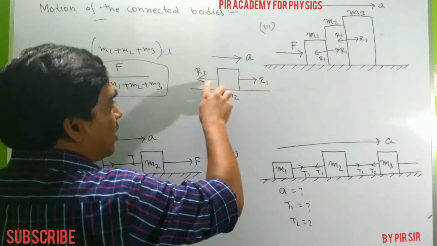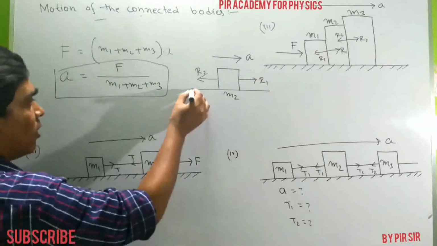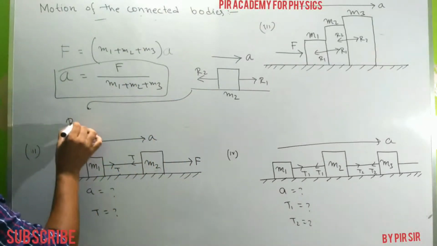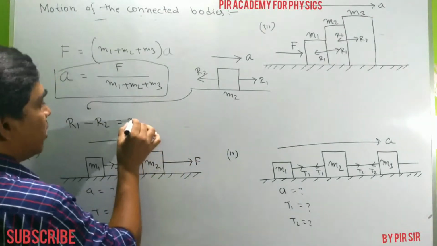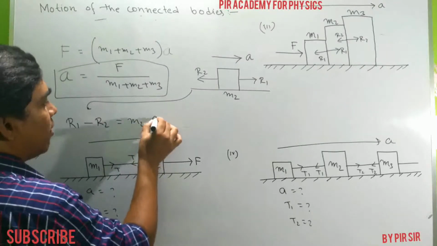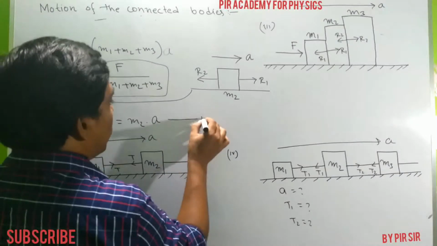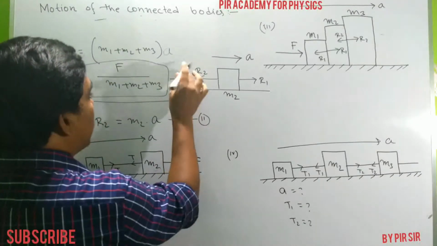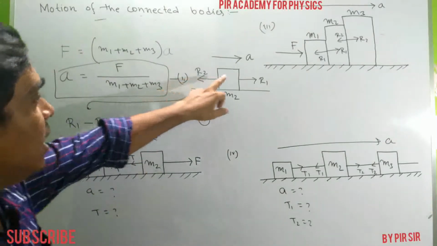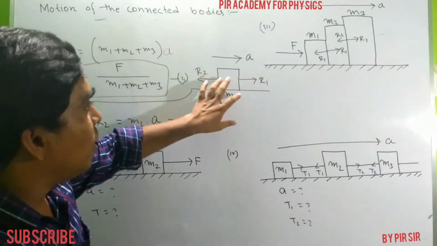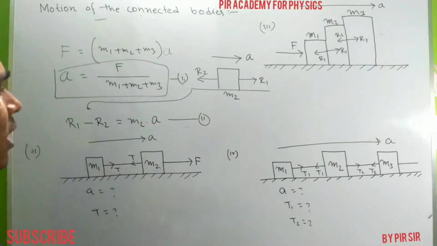That's why R1 is greater than R2. That means the resultant force R1 minus R2 equals total mass, M2, into acceleration, that is M2 A. Equation number 2. Here the acceleration of the system is equation number 1. Here the equation of mass M2 is R1 minus R2 equals M2 into A.